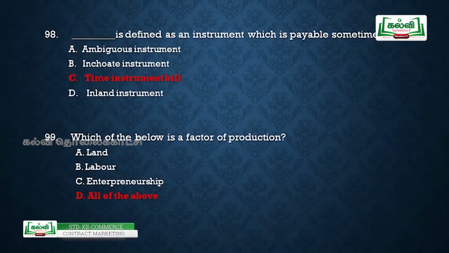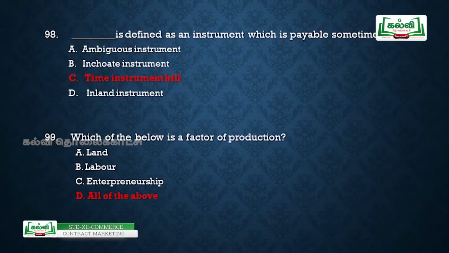Okay. Then next one, which of the below is a factor of production? We all know land, labor, capital and organization are considered as factors of production. Factors of production are very important for starting a company. In this question, option A is land, option B is labor, option C is entrepreneurship, option D is all of the above. Factors of production deal with land, labor and entrepreneurship. So, the exact answer is D, all the above.